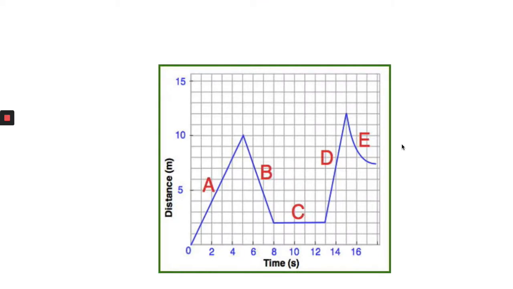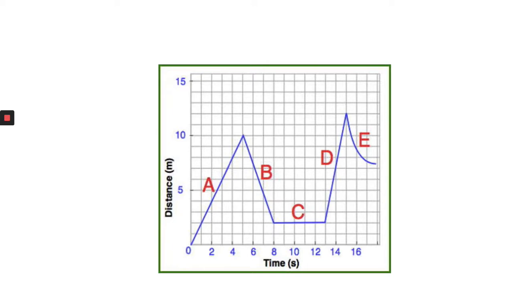So looking at this, what part of the graph here represents someone that has stopped? Pause it. Answer would be letter C. If we take a look at here, which parts represent something showing a constant speed? Answer, A, B, and D.